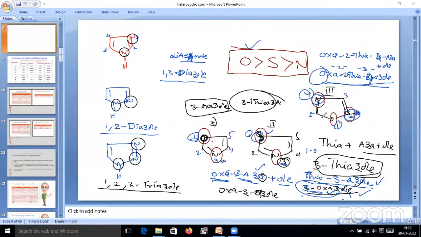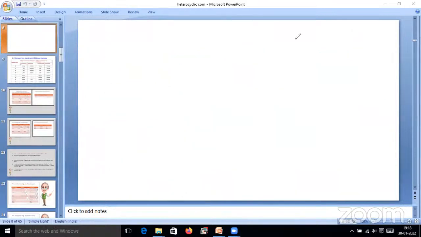Okay sir. Right. Next one, suppose this is the azole. This one is the azole. Okay, next one, here one phenyl group is there.